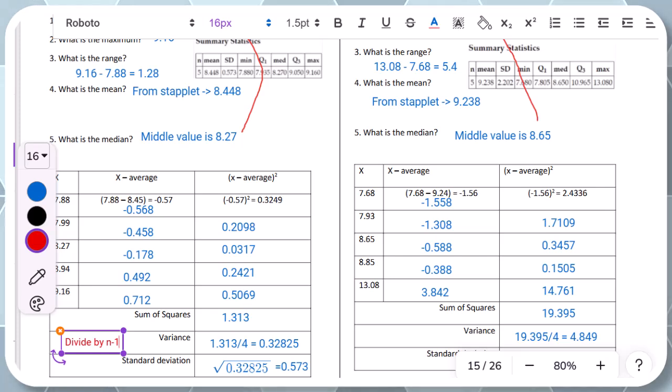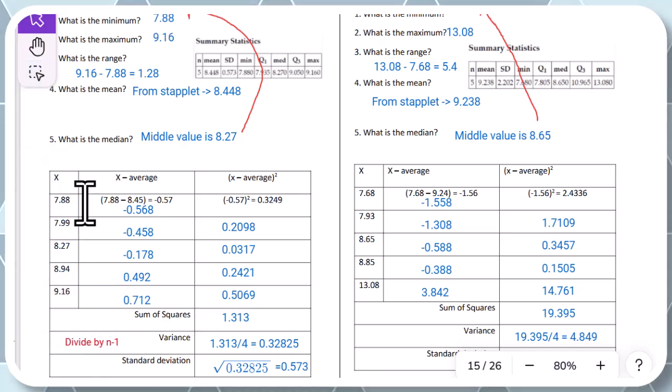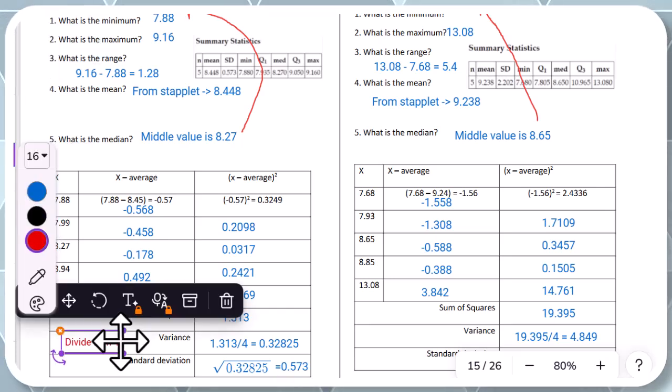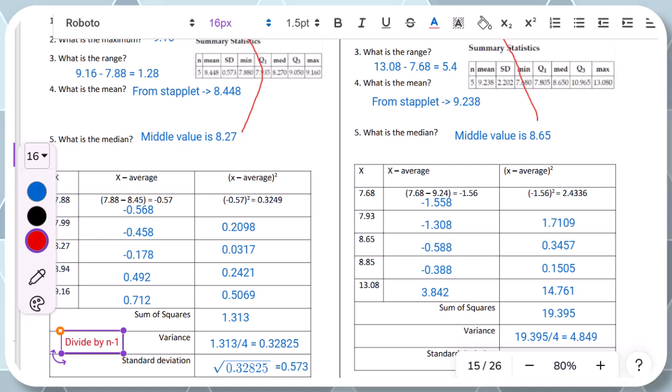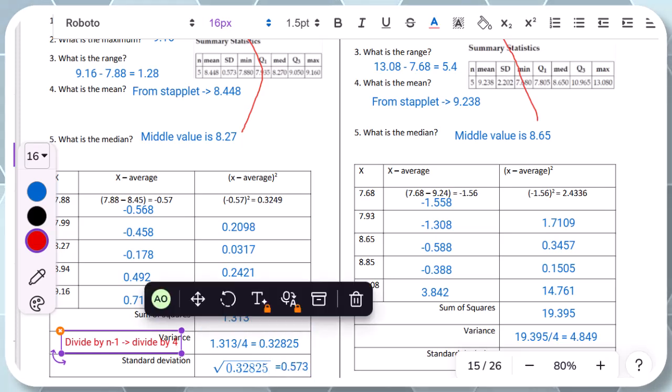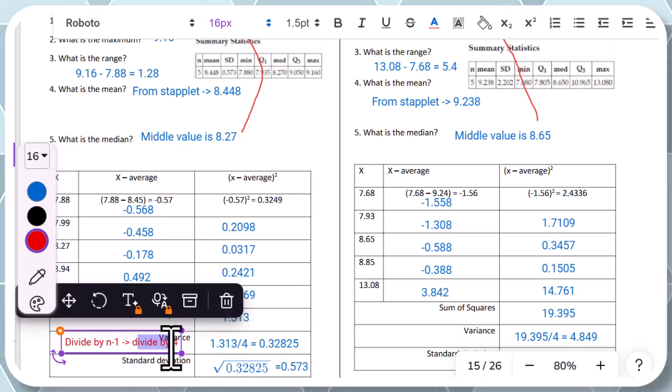Why do we do that? Because we don't have the whole distribution. These are really just samples. All right. So divide by n minus 1. What is n here? Well, you can see it actually says on the Staplet, n is 5. So in this case, divide by 4, right? Because n is 5. All right. So we're dividing by 4 here. And actually, I'll just say 5 minus 1 is 4.